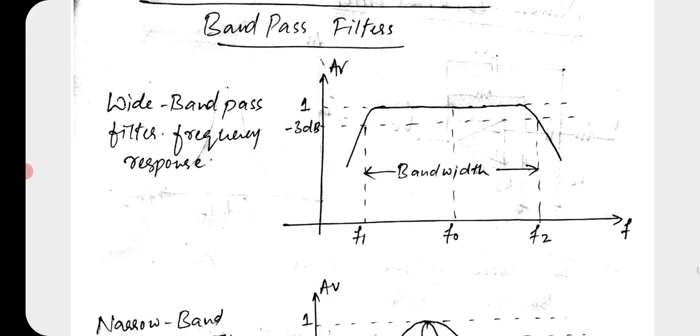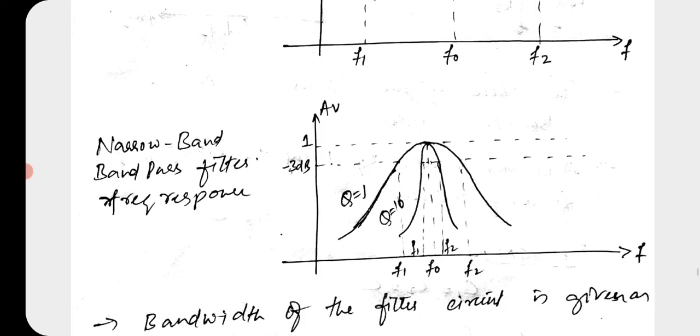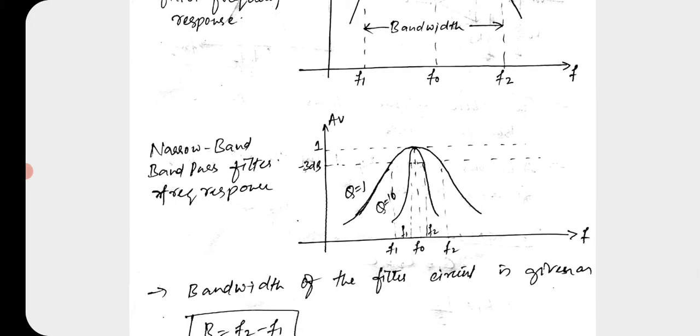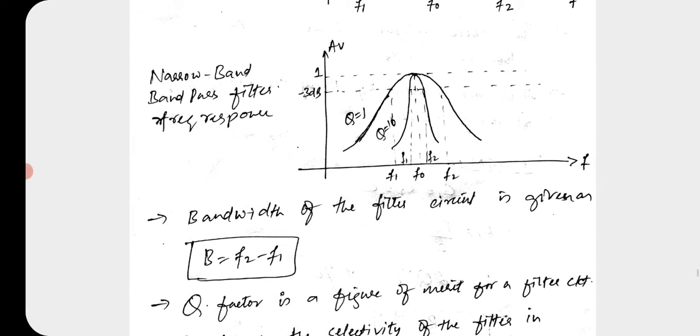Just see the diagram. The first one represents wide band and the second diagram represents narrow band. Compare these two. You can see that the gap between F1 and F2 is very wide here, whereas here the gap between F1 and F2 is very short, very narrow. At the center you can also notice another frequency, F0. We call it the center frequency. The center point of F1 and F2 is F0.